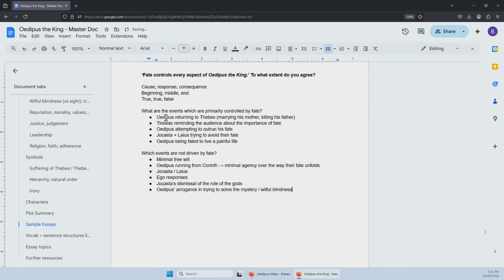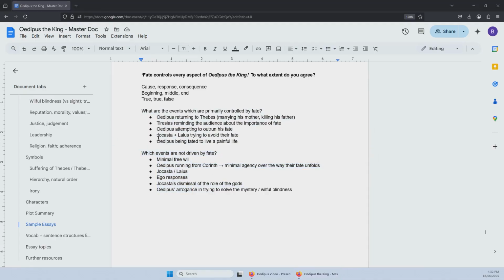So what's driven by fate? All these things. What's not driven by fate? Anything to do with free will, agency, or people choosing their own actions. So what we have to do now is decide which of these lists is the longer one, or which of these can we split into two sub-ideas.